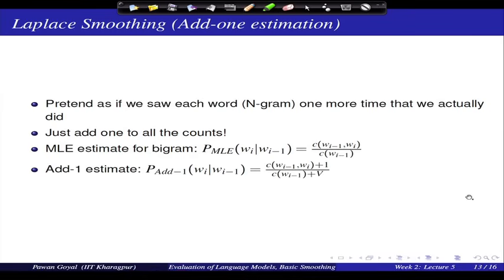Okay, so this is my add-one estimate: the number of counts plus 1, divided by the count of the unigram Wi minus 1 plus the vocabulary size. So that is the very simple smoothing technique that you can use in general. Okay, so that does not require a lot of fancy estimates. You can just get your language model and easily apply this smoothing method.